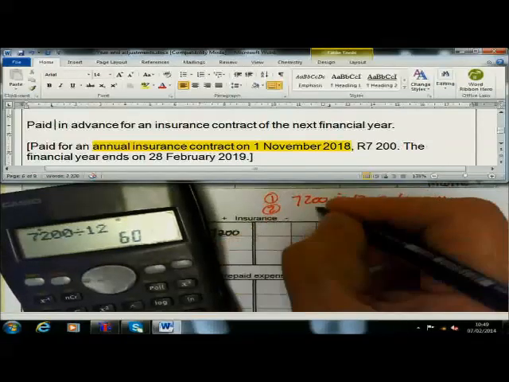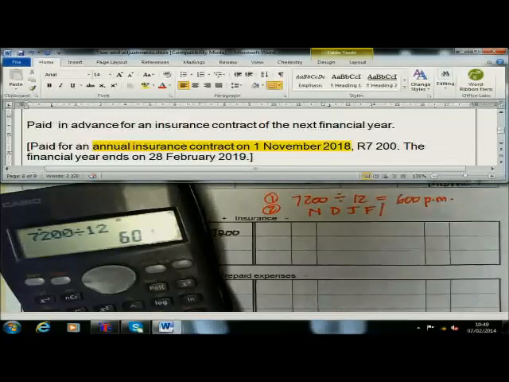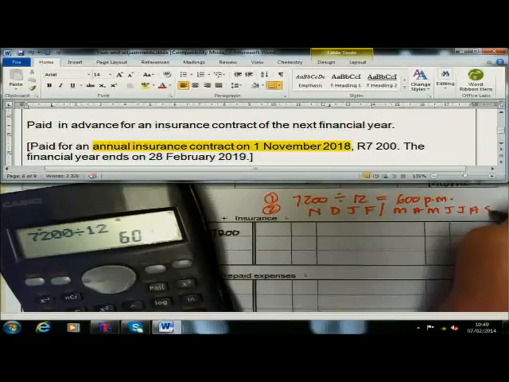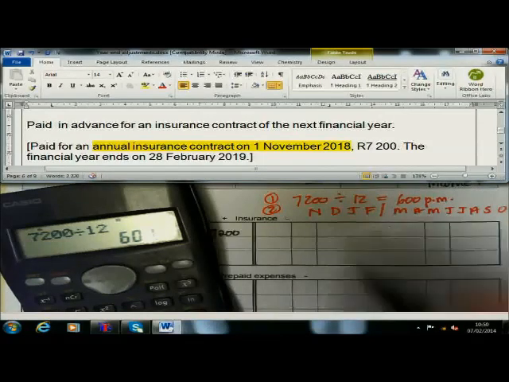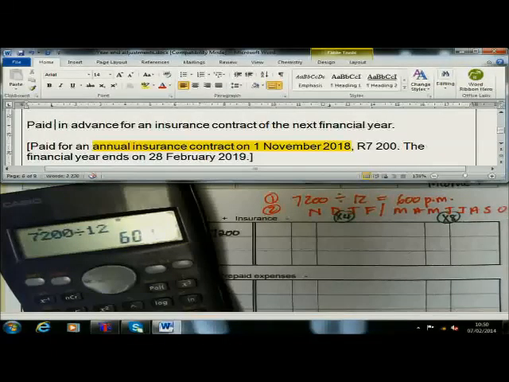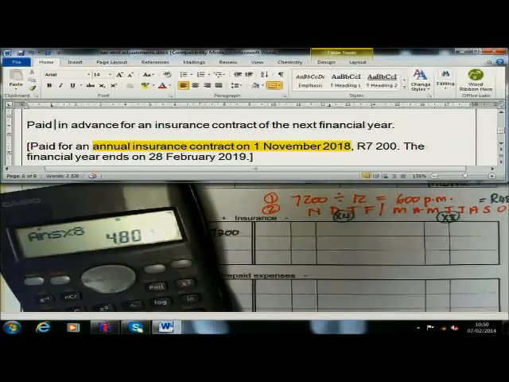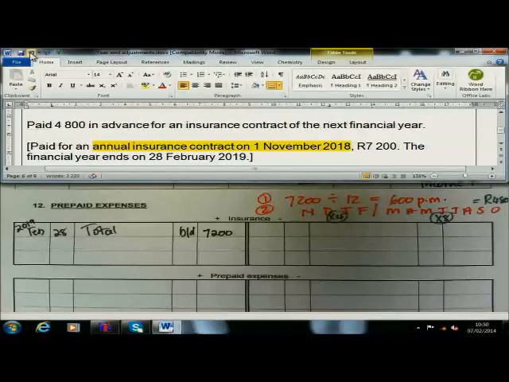The second thing that you must do is count your months. November, December, January, February are included in the year. March, April, May, June, July, August, September, October. So there's 4 months included there, and there's 8 months that we paid in advance. Times 8, not times 4, times 8 gives you the 4,800 rand that was given. But if they don't give it to you, then you must work it out yourself.